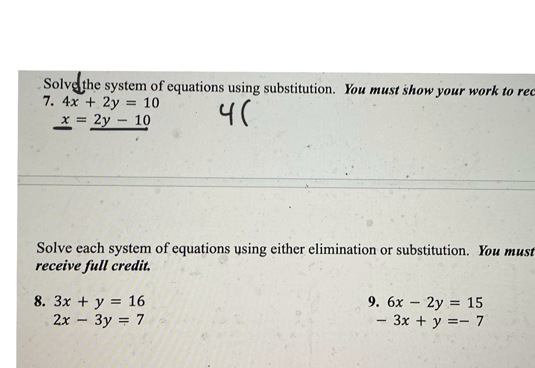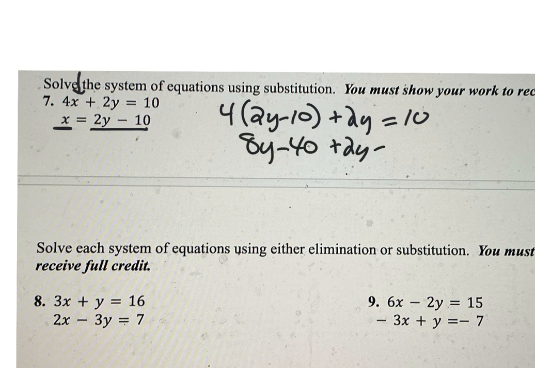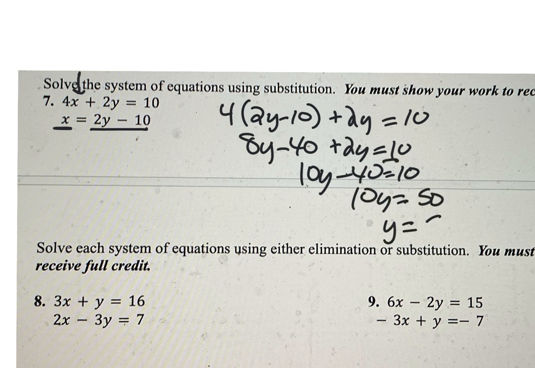So I'm going to say 4 times, instead of x, 2y minus 10 plus 2y equals 10. Let's distribute here. 8y minus 40 plus 2y is 10. That gives me 10y, minus 40 is 10. Move that 40 over. It becomes plus 40, which makes that 50. Divide by 10. Got y is 5.